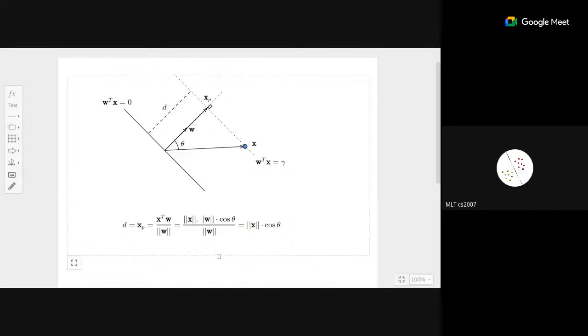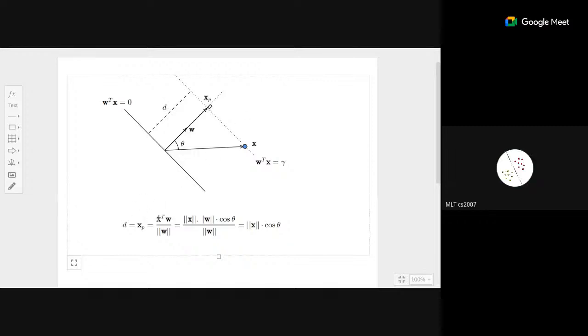Yes, sir. Okay. Now remember what we did in PCA, right? We tried to find the projection of X on W. We'll do the same thing here. So if you want to find the point XP, XP is nothing but the projection of X onto the weight vector. It's nothing but X transpose W by norm W. What is XP? The projection of X onto W, yes, it's the projection of X onto W as this point.